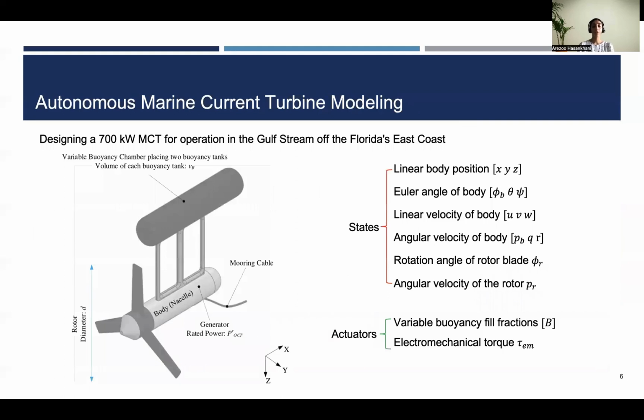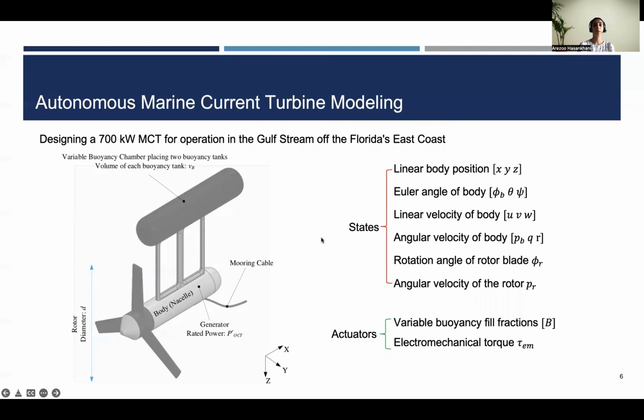We first discuss the marine current turbine modeling. We designed a 700 kilowatt marine current turbine, which is initially designed to operate in the Gulf Stream off Florida's East Coast. This is a baseline design, and we consider 700 kilowatts as the rated power for this system. This system includes a rotor, main body, mooring cable, which is used to attach the system to the seafloor, and also a variable buoyancy chamber, placing 2 variable buoyancy tanks.